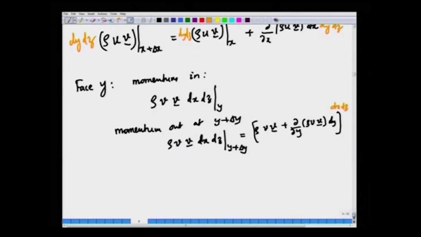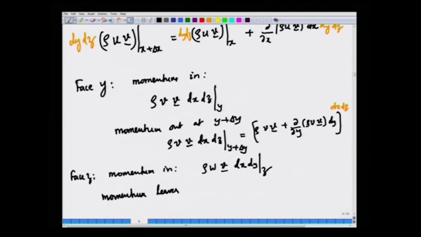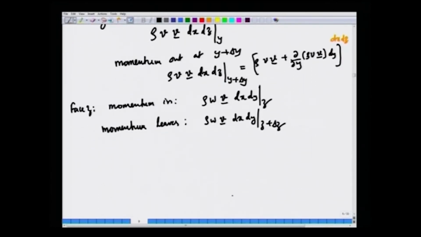Let us say area. Similarly, at face z, the momentum that enters is rho w v dx dy, and the momentum that leaves is rho w v dx dy at z plus delta z. So, having done all this, we can substitute all these terms into the balance.